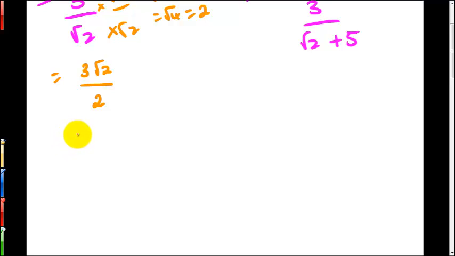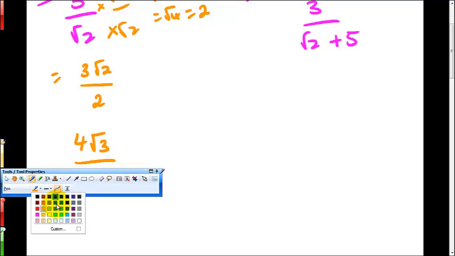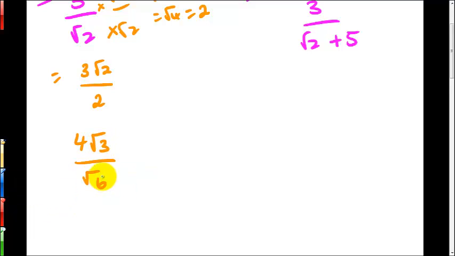Let's make it a little bit trickier now. Let's go 4 root 3 over root 6. Okay, what do I times by? Do I times the root 3 or do I times by the root 6? Well, remember, we're trying to rationalize the denominator. We want the denominator a whole number. We don't care about the top. The top can be a surd. It doesn't make a difference. So to rationalize the denominator, I'm going to times by the exact same denominator. Here, I multiplied by root 2, root 2. Here, it's root 6, root 6.